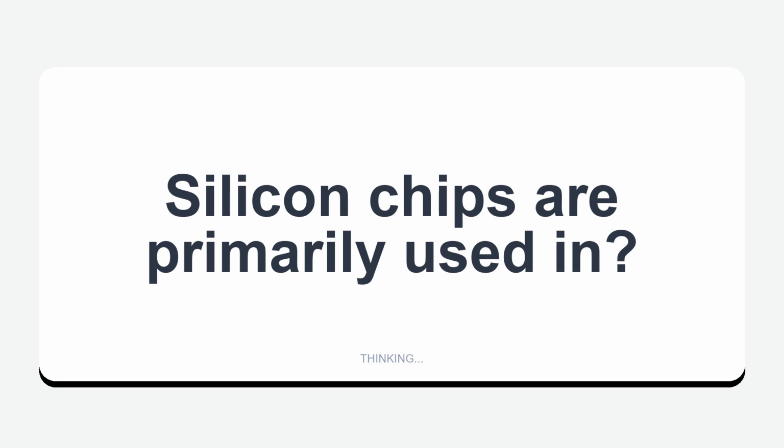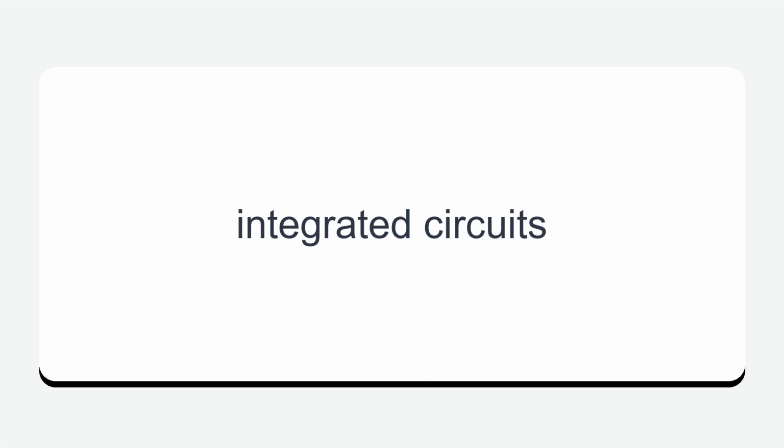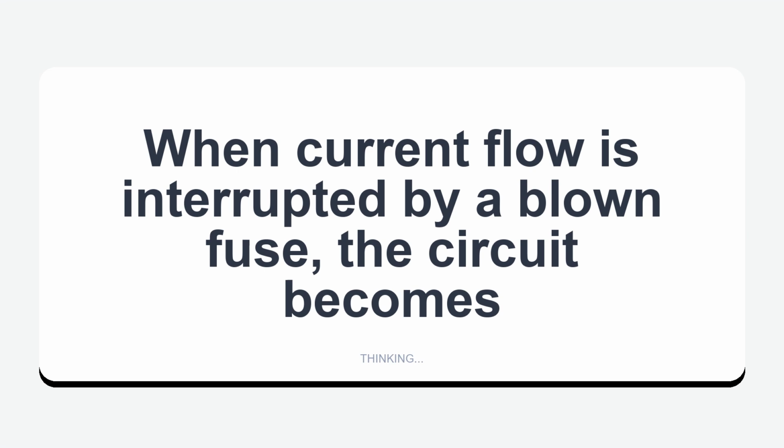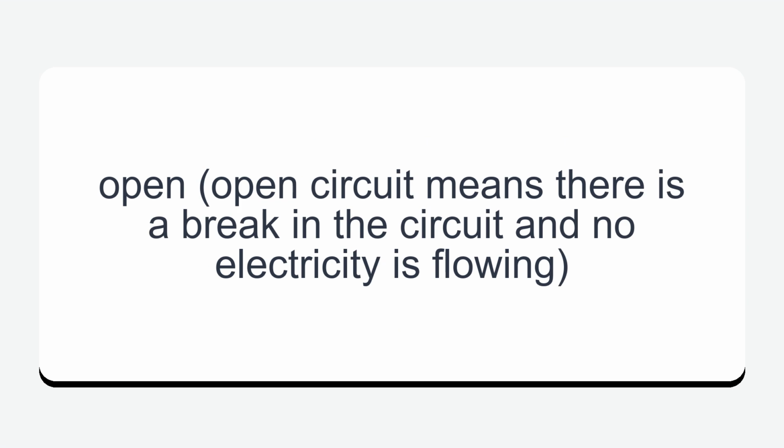Silicon chips are primarily used in integrated circuits. When current flow is interrupted by a blown fuse, the circuit becomes open. Open circuit means there is a break in the circuit and no electricity is flowing.